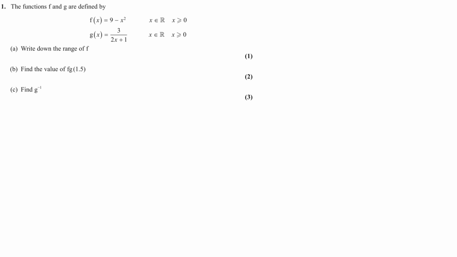Okay, here we go with the first question. Write down the range of f. So if we look at this, we've got 9 minus x squared, and x squared can only be positive. So 9 minus x squared will always be 9 take away a number. So that means the maximum value we can have is 9, and the minimum value is minus infinity.